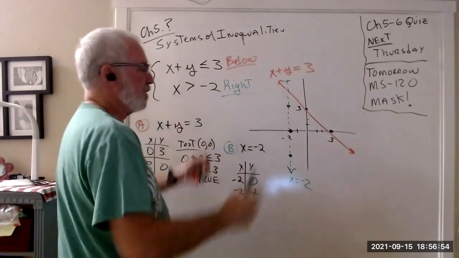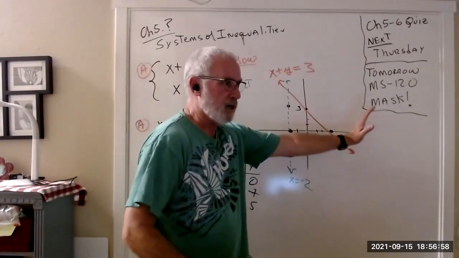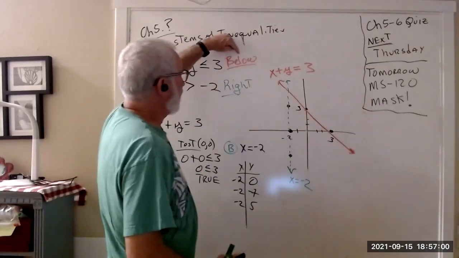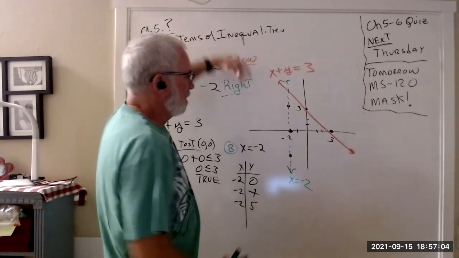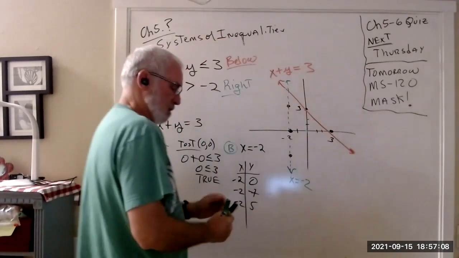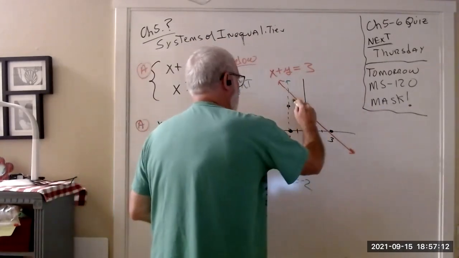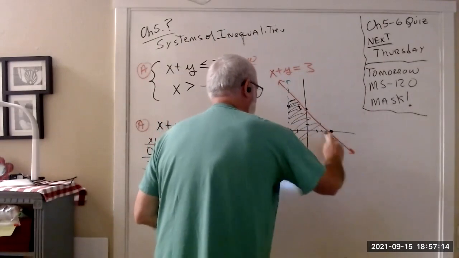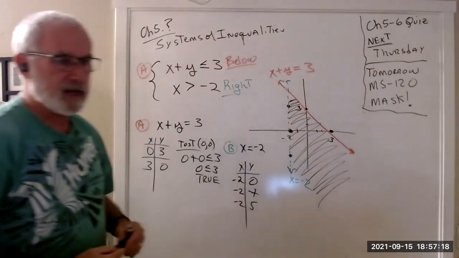Okay, now put it all together. I want to go to the right of the green line, and simultaneously, I want to be below the red line. Below the red line, to the right of the green line. When I see that, it's telling me this region right in there is my answer.